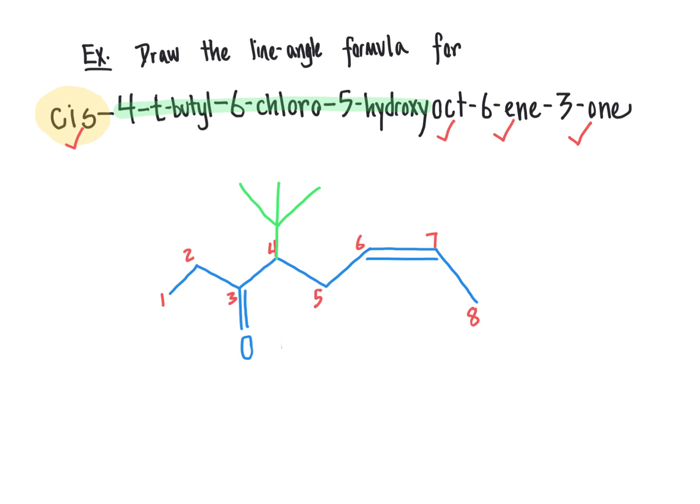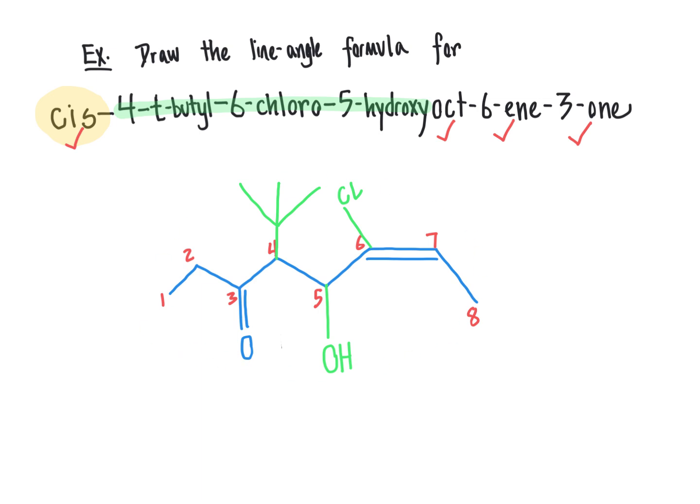Now at position 6 of our chain, which we've numbered, we need to put a chlorine atom in. So I'm going to put a chlorine atom right here at position 6. And at position 5, we call it 5-hydroxy. A hydroxy group is an alcohol group, and therefore we put an OH group right here to finish off the complete IUPAC name line angle formula drawn here.